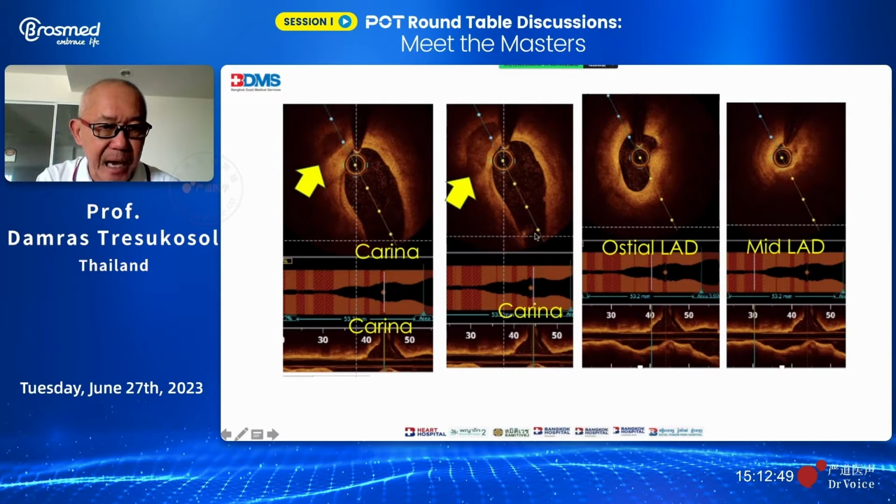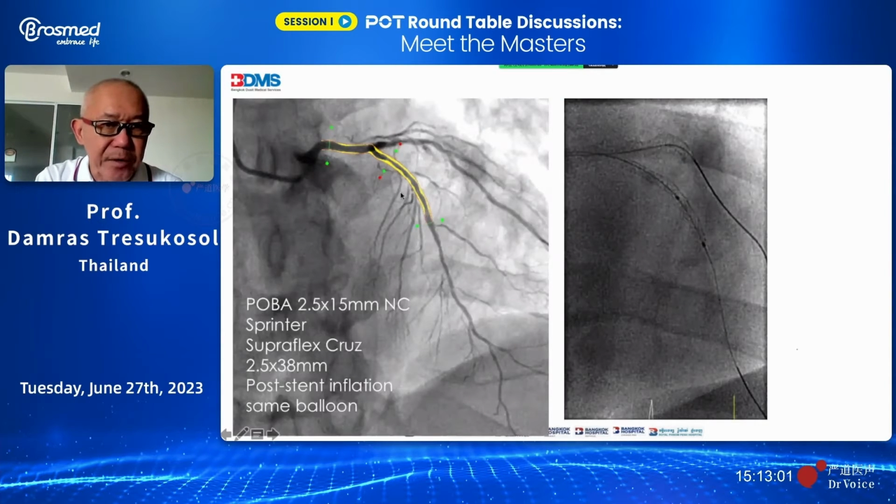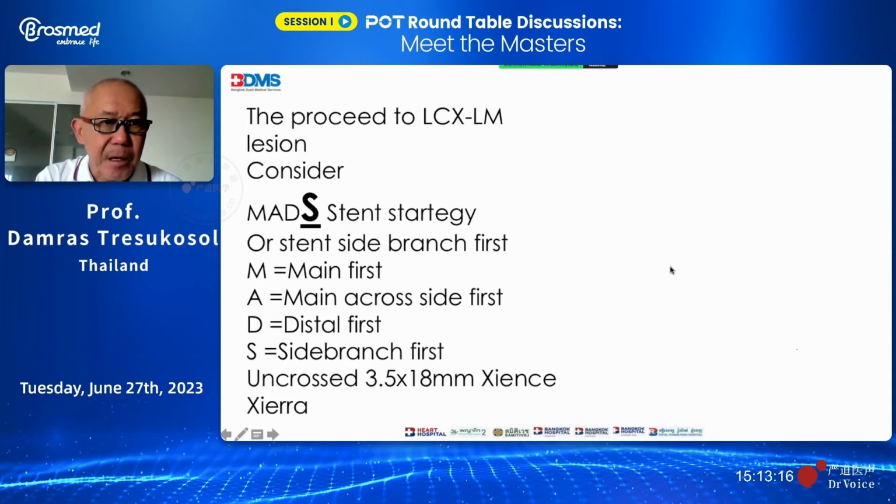carina, the circumflex. Ostial LAD, that is a very elliptical shape, and this mid LAD is where the tight lesion occurs around here. So we do balloon first with 2.5 by 15 NC Sprinter, and then I place Supraflex Cruz 3.5 by 38, and post-stent inflation with the same NC balloon. So then I proceed to the next.